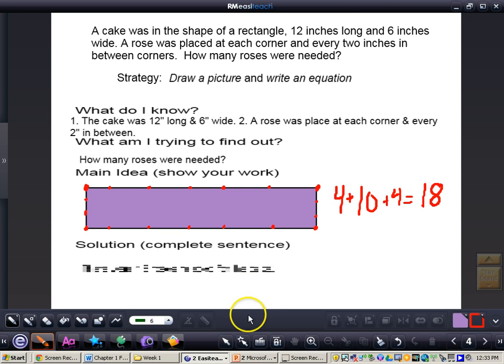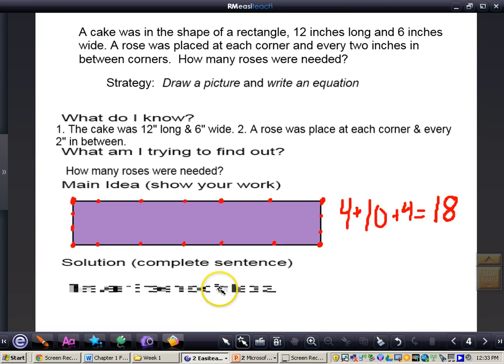Alright, so we have our answer now, and once we have our answer we want to write it in a complete sentence. Okay, so we could say there were 18 roses needed for the cake. So we drew a picture and then we wrote the equation out. Let's take a look at the next problem.